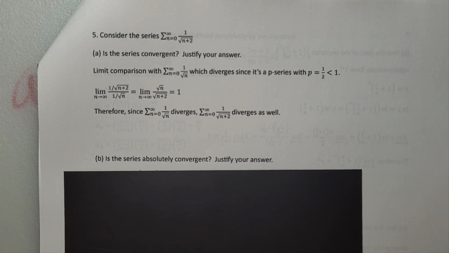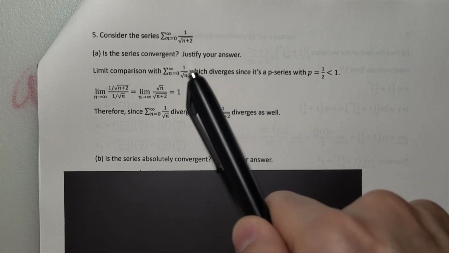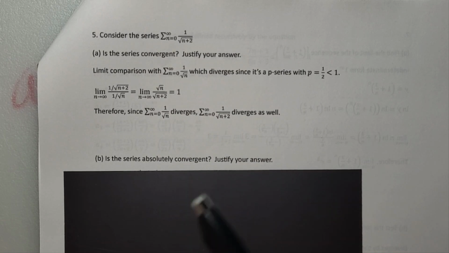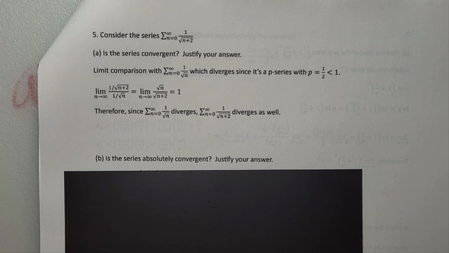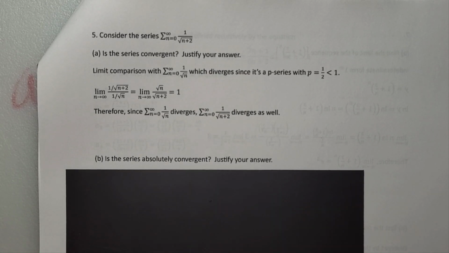Is the series absolutely convergent? Justify your answer. Well, it diverges, does it not? So how can it be absolutely convergent? Actually, not true. My bad. If it's absolutely convergent, then, well, something can be conditionally convergent. That's what I'm trying to say. So ignore the last few seconds.